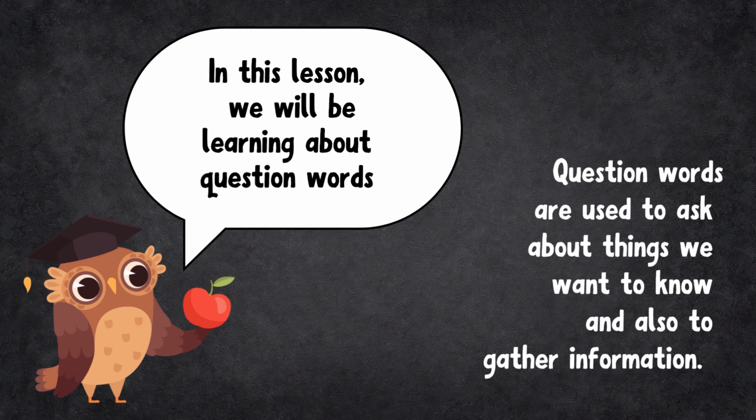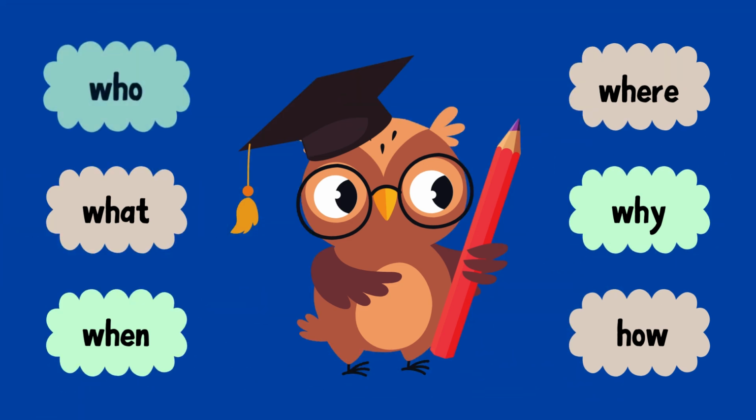Now, we have six words that we can use. The first one is who, the second one is what, the third one is when, the fourth one is where, fifth one is why, and the last one is how. So, in today's specific video, we are going to focus on the first one, which is who.